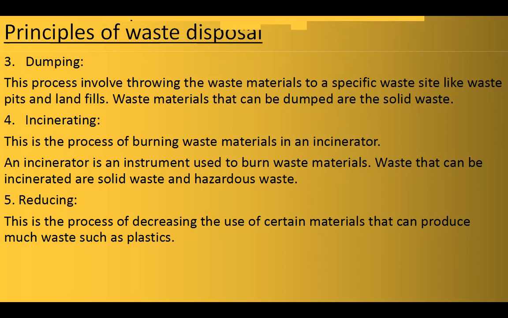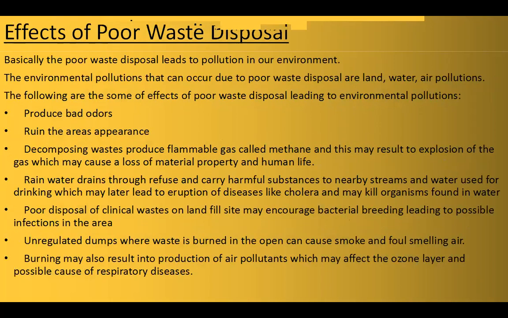Moving on, the fifth one is reducing. Reducing is the process of decreasing the use of certain materials that can produce much waste, such as plastic. It means that you reduce the use of those materials that could be a source of waste in many ways. It means, for example, using bags that you can use more and more, but reducing the use of things like plastic that can be the source of many solid wastes.